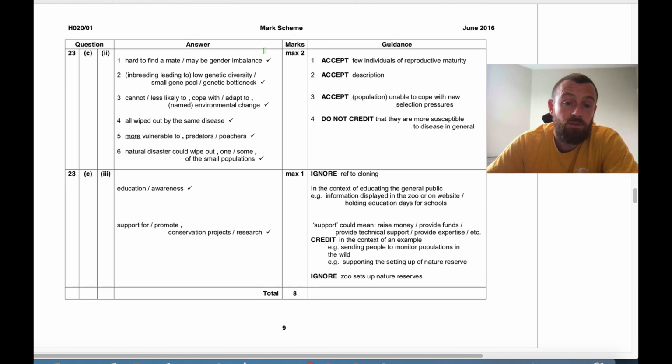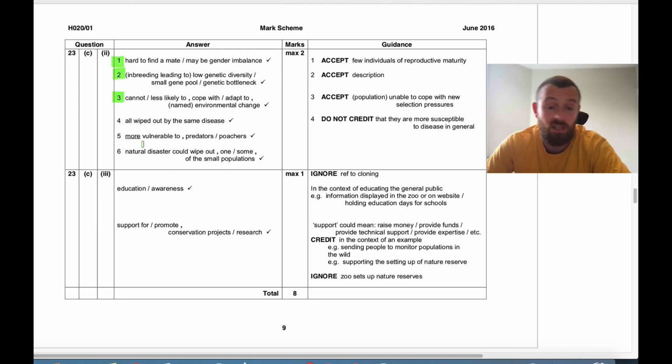So it's hard to find a mate, maybe a gender imbalance, inbreeding leading to low genetic diversity. This is actually called genetic erosion, small gene pool, genetic bottleneck. And because they're dispersed, they can be less likely to adapt if they have low genetic diversity. So point 3 kind of follows on from point 2. These 1, 2, and 3 are for me most relevant. 4, 5, 6, yeah, they give them to you.